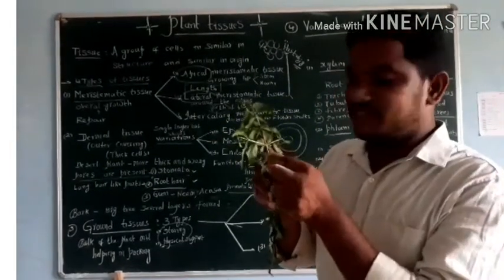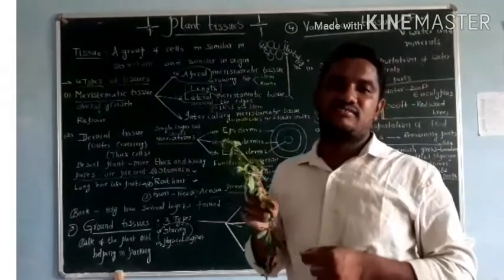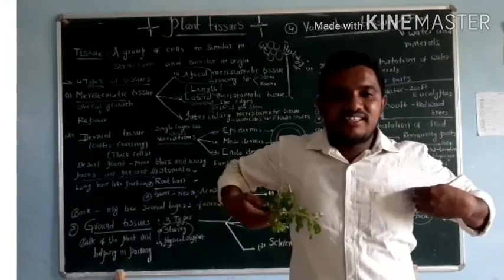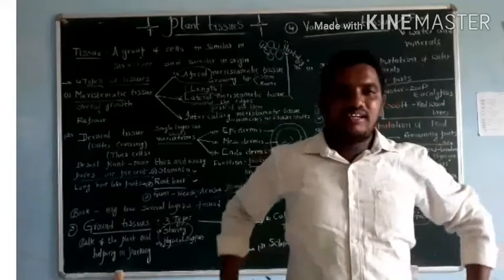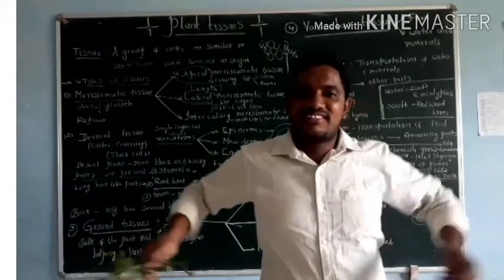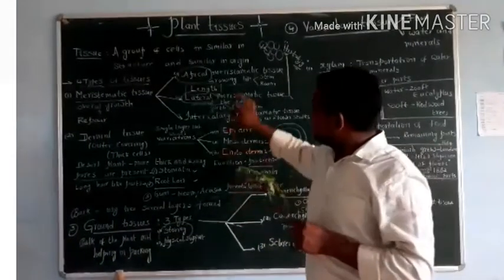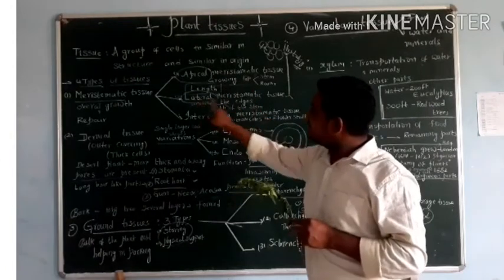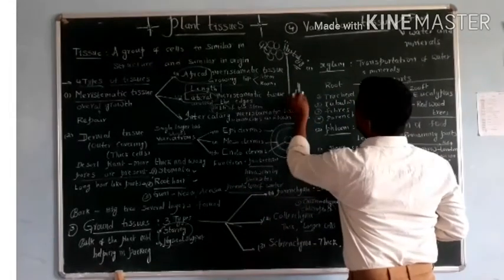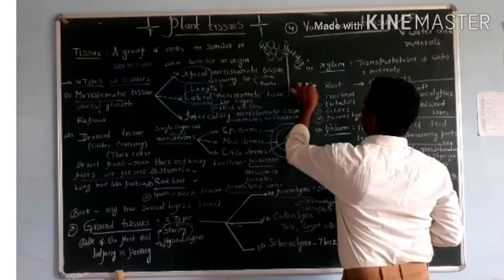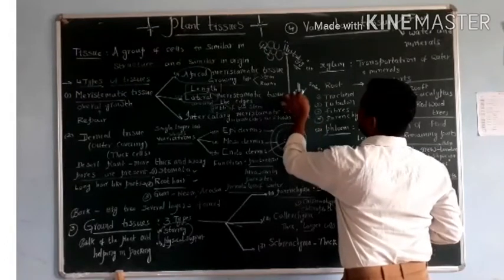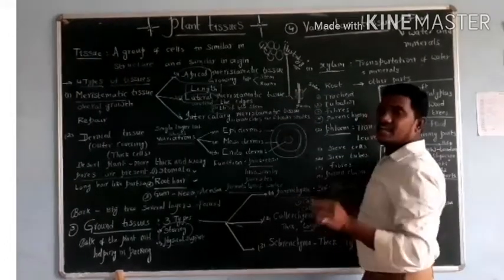So, this tissue helps in the girth of the plant. It grows like this. For example, these lateral meristematic tissues help in the horizontal growth of the plant. This is the second meristematic tissue, that is lateral meristematic tissue. For example, this is the plant, and these are the sides.